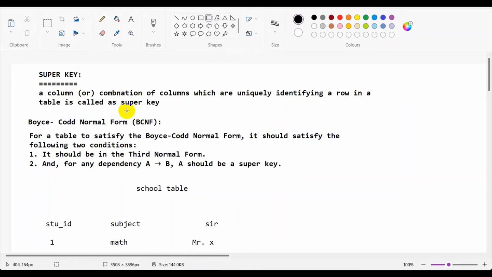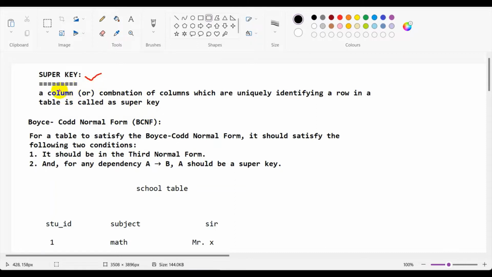Hello everyone. So today we are going to see Boyce Codd normal form, that is BCNF. In the previous video I made a video on what is normalization, first normal form, second normal form and third normal form. If you didn't watch that video, I will give the link, you can watch that video. Before going to BCNF, you should know what a super key is.